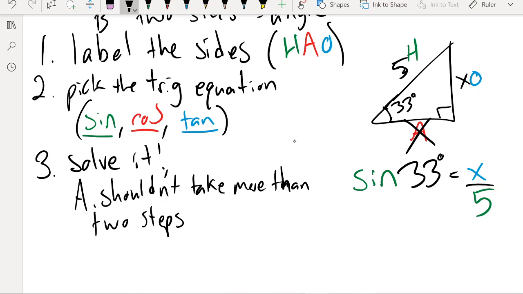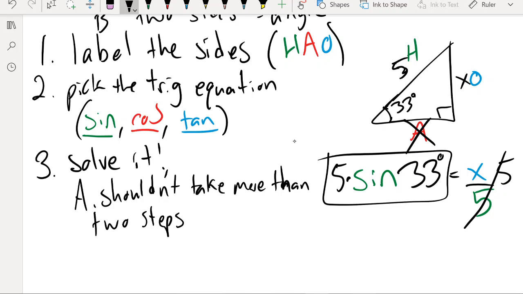So the most it'll take is 2. And actually, it oftentimes only takes 1 step, and you'll see that right here. So all I need to do is multiply by 5, multiply by 5. The 5's go away, and x equals 5 sine 33. Boom. If they want a quote exact answer, you can actually just stop there, because that's an exact answer. Once you type it into a calculator, it approximates, so it's no longer exact, technically.